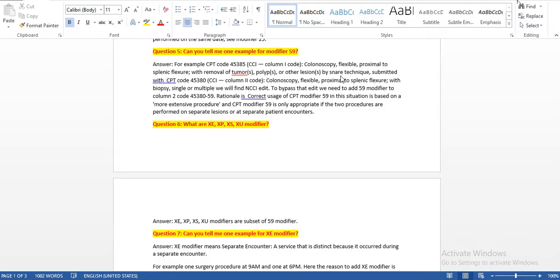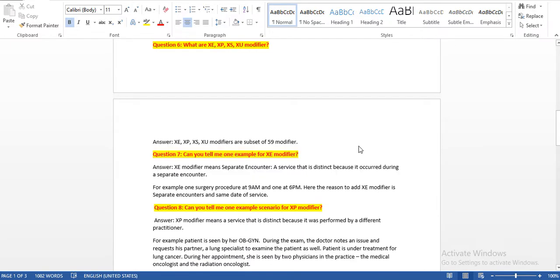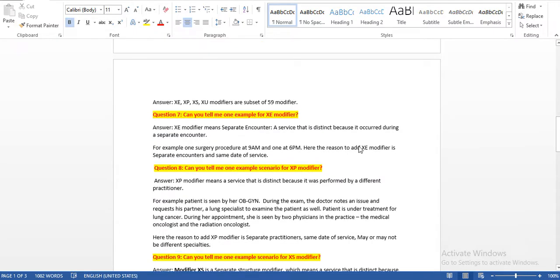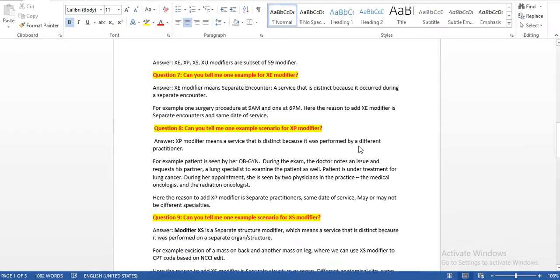So for example, guys, if you see the documentation, if you find that there is a separate or distinct lesion in the document, you just need to add 59 modifier. Question 6. What are XE, XP, XS, XU modifiers? Answer. XE, XP, XS, XU modifiers are a subset of 59 modifiers, which were started in 2015.